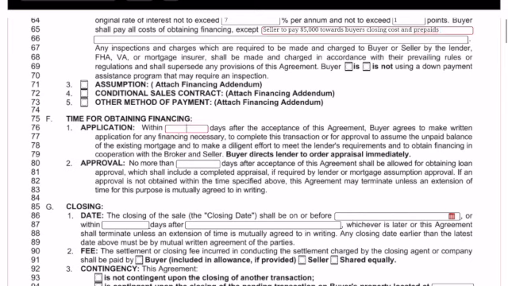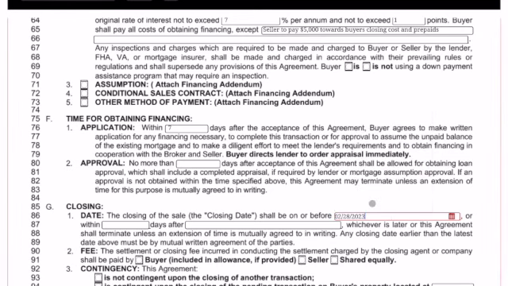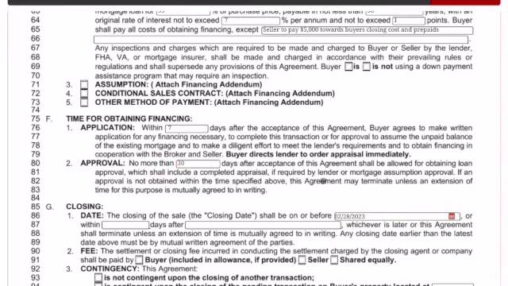Time for obtaining financing. So application, usually we put within 7 days here that the buyer needs to get with the lender and start application for the house. And then approval, you want this approval date here on line 80 to match or be very close to this closing date. So let's say we're going to pick the closing date first. We're going to go out 30 days, so February 28th. Then we want the bank to have their approval within 30 days of this agreement, which means that we're going to be okay to close in time on the 28th.